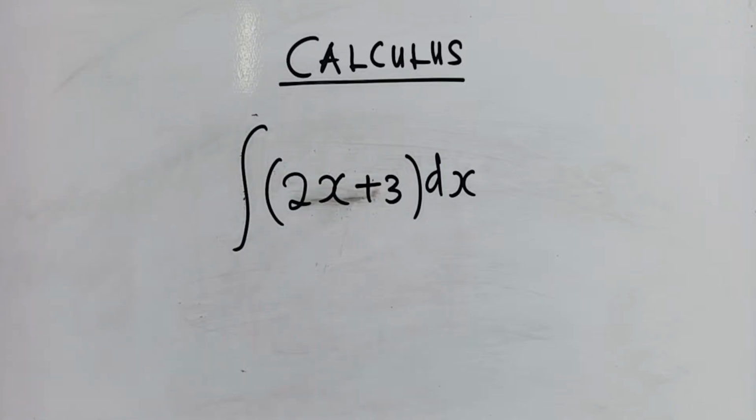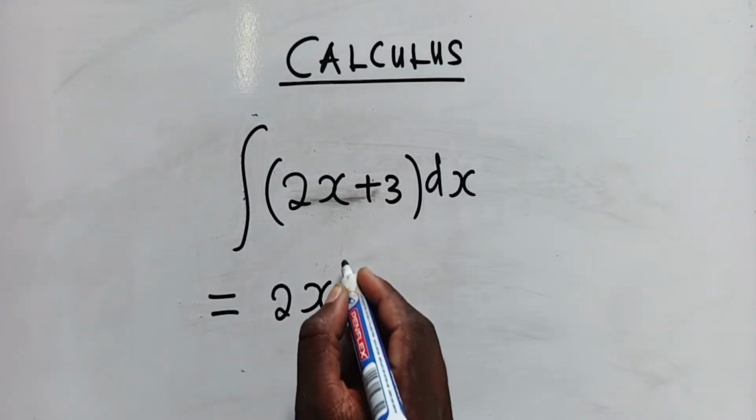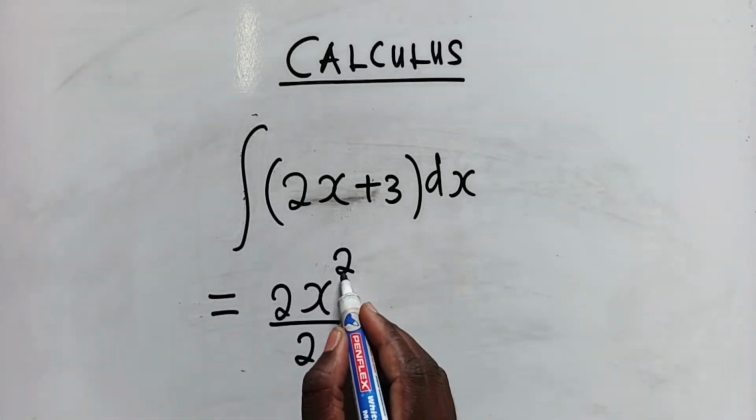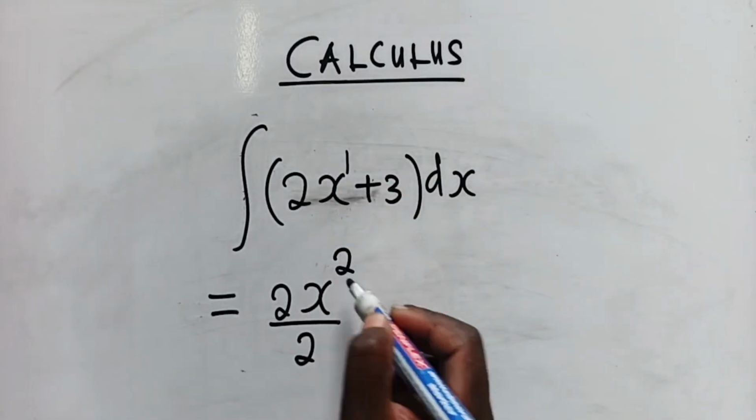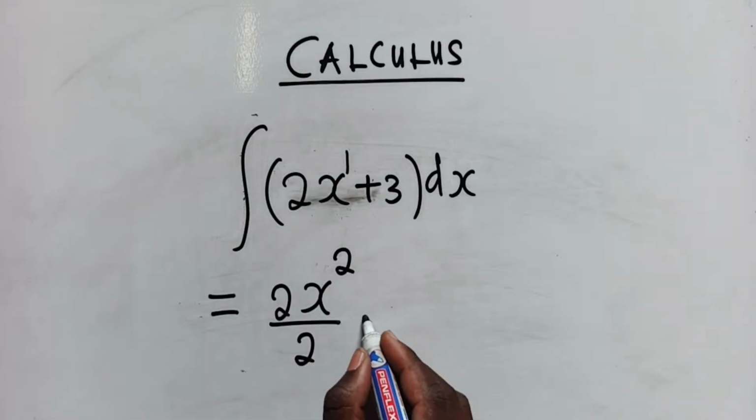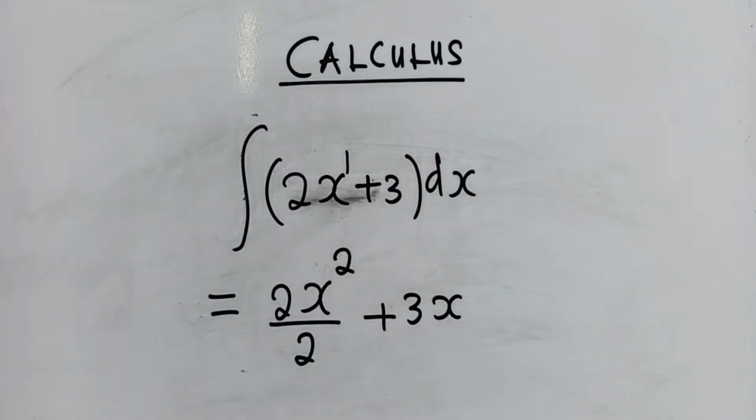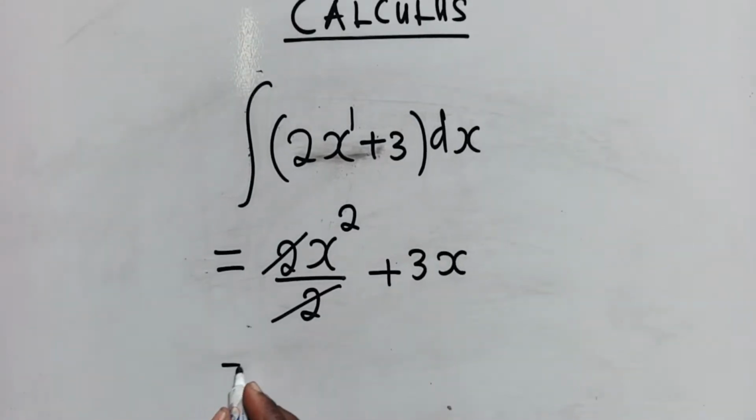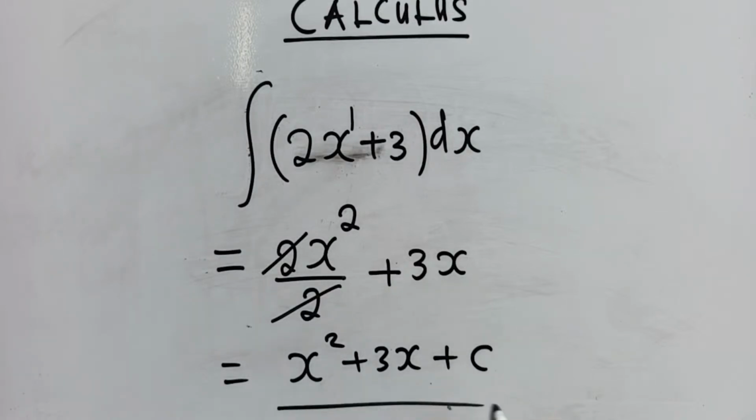Okay, so now let me show you how the answer is supposed to be. You're going to say equal to 2x power 2 over 2. Remember, your new power here should be divided. There's power 1 here, so 1 plus 1 will give us a power 2. Now get this power 2, write it down here. And then you say plus 3x. Number without a letter, you always introduce a letter. So this and this will cancel out. We shall remain with x power 2 plus 3x plus c. So that is it.